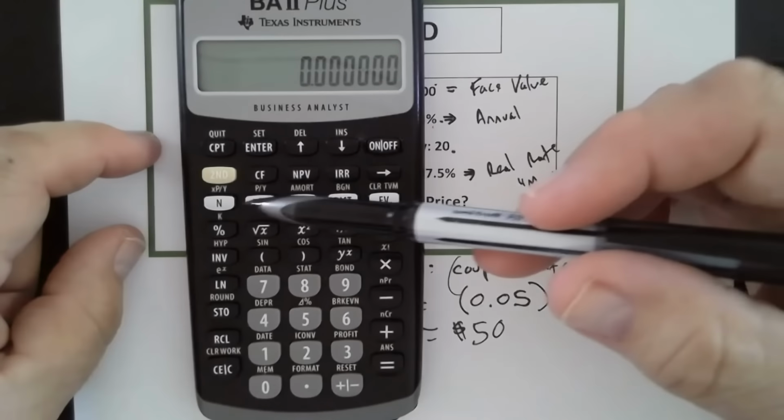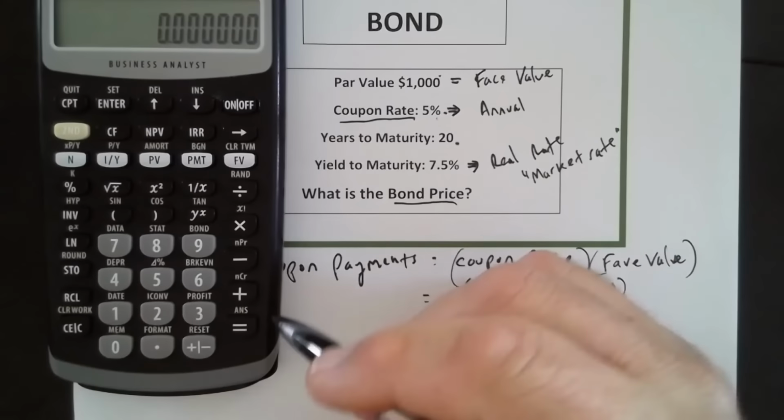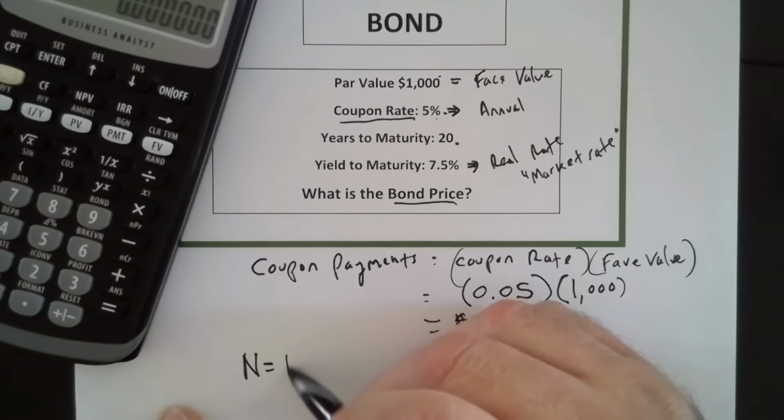The other things we need to know are N. What is N? Well, N is our number of periods. In other words, number of payments that we'll be receiving.